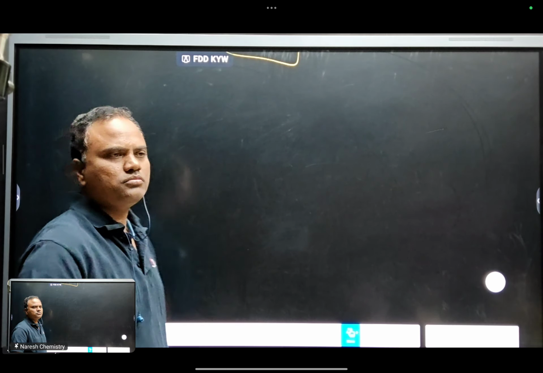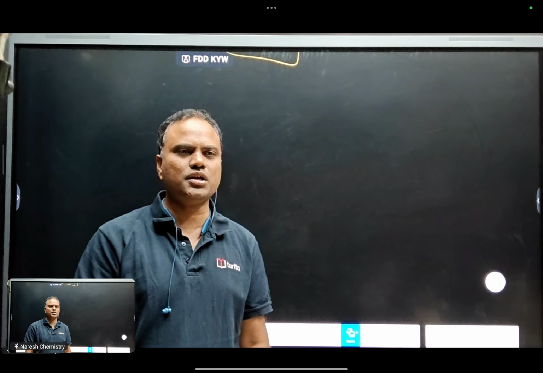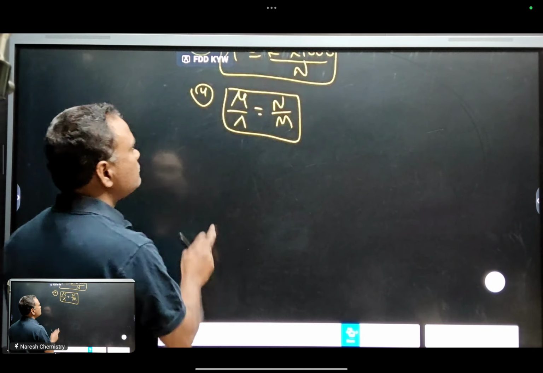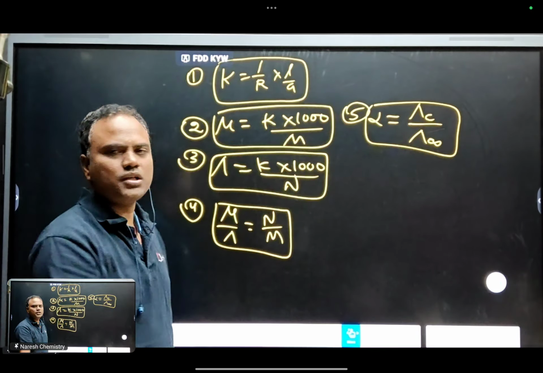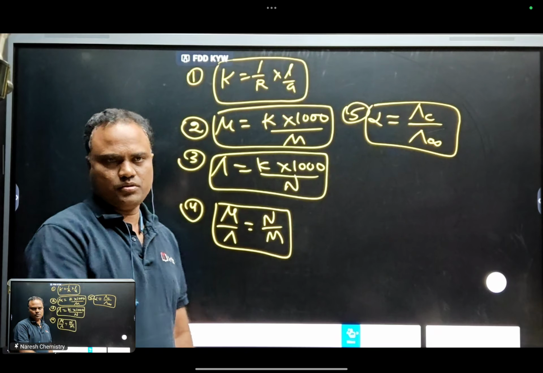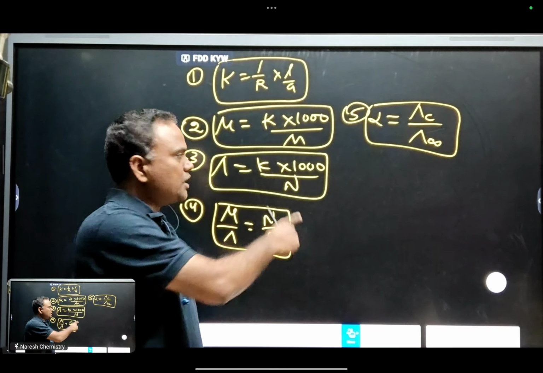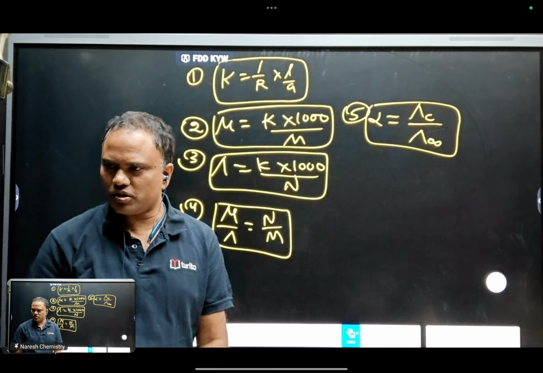What happens to equivalent conductance upon dilution? Increases or decreases? Equivalent conductance and concentration, what is the relation? Both are inversely related. If you decrease the concentration, equivalent conductance increases. Molar conductance also. Molarity is nothing but a concentration term only, no?